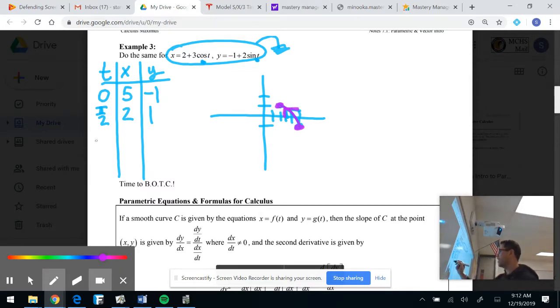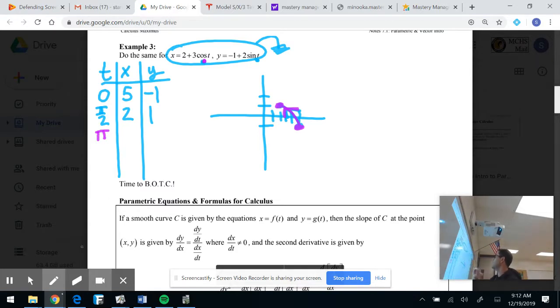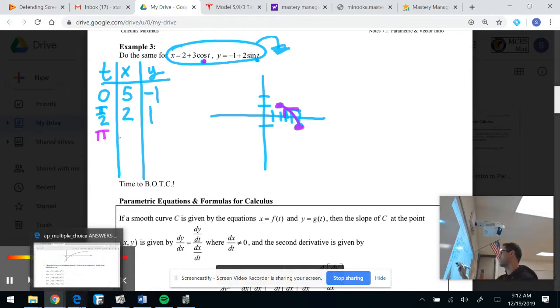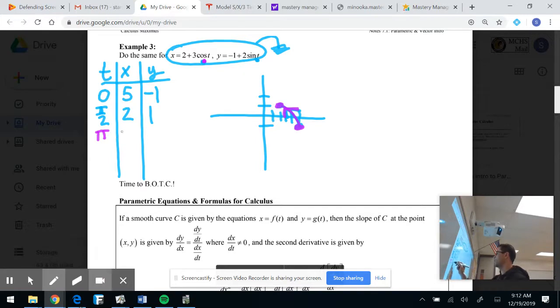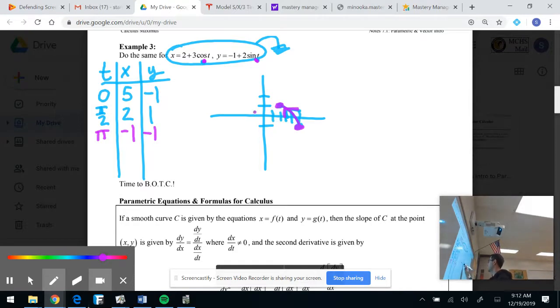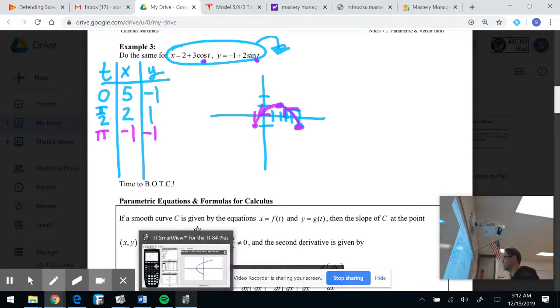All right, now let's go ahead and choose pi. That'd be my next guy. Plug a pi in there. I get a -1. That'd be a -3, so that'd be 2 plus a -3, which would be a -1. Plug a pi in there, that'd be 0, so it's -1, comma, -1. Ooh, it's coming back around here, right? And it'd be curved, and I can pick some more values if I wanted to see how it was curved.